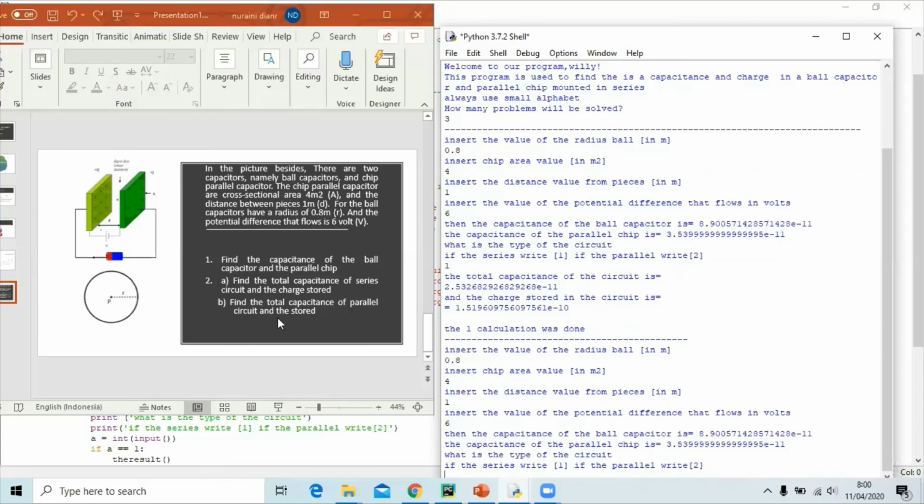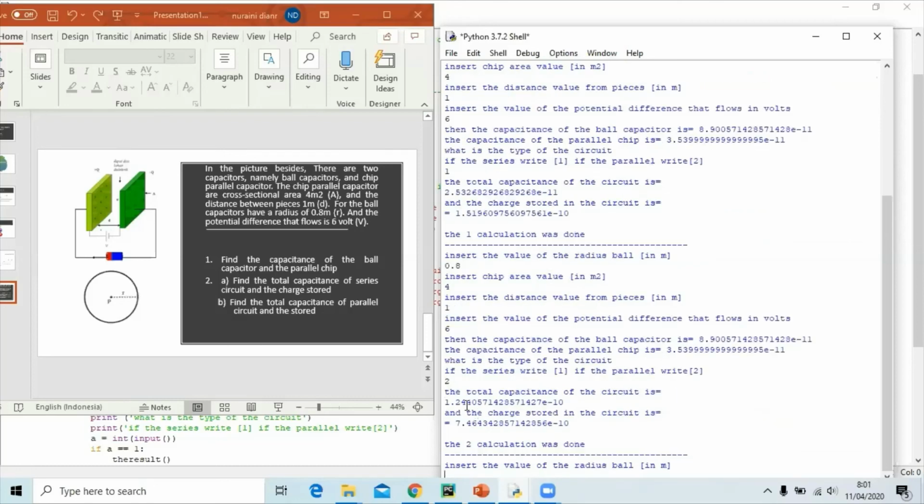Number 2 is find the total capacitance of parallel. If parallel, write 2. I will put 2 over here. And this is the total capacitance of parallel is 1.2. And this is the charge storage in circuit parallel 7.4. And the second calculation was done.